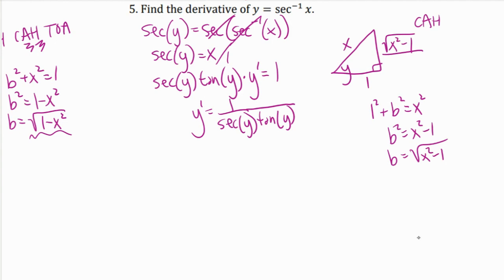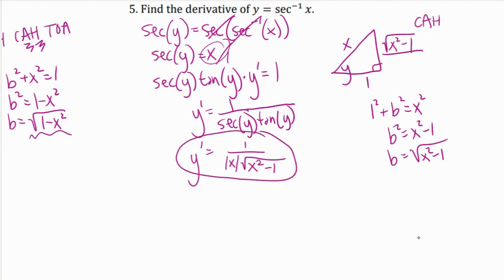Okay. All right, and then y prime is equal to 1 over. Now, secant of y, I already know, is x. But here's the deal. It's the side of a triangle. It must be positive. So we're going to go ahead and force that to be a positive number by taking the absolute value. And then the square root of x squared minus 1 is already positive. I've already chosen to make that positive. So we're good there. And then this is the derivative of secant inverse.